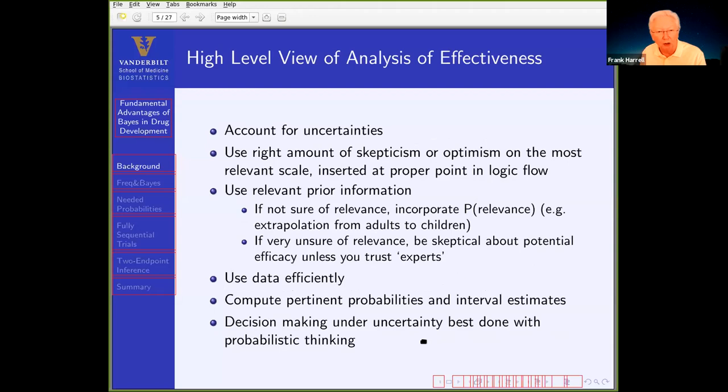So we need to account for uncertainties. We need to use the right amount of skepticism or optimism and put that into the logic flow, and only Bayes has a calculus for doing that, using relevant prior information. If you're not sure, you can put in the probability of relevance, which is a very active area of research at FDA for pediatric studies. Amy will be talking about a related issue. If you're unsure of relevance, you can be skeptical about efficacy unless you really, really trust experts, which I usually don't. You want to use data efficiently, compute the right probabilities and interval estimates, and then, speaking in the broadest generality, optimum decision making under uncertainty is best done with probabilistic thinking. The best book on that I've ever seen is Nate Silver's book, The Signal and the Noise.